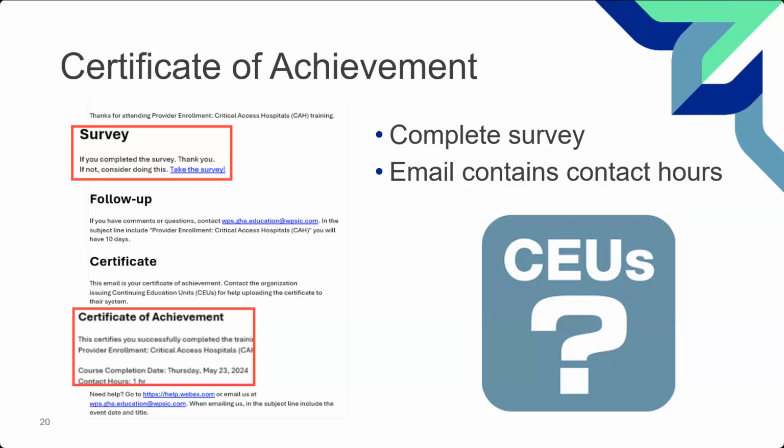It also contains the contact hours via a statement that is a certificate of achievement. So if you need those contact hours to submit for continuing education units, you know that that's included in that email also. It has your name, the title of the course that you attended, on what day, and then the number of hours to turn that into whichever accrediting body you are seeking those CEUs from. So we wanted to make sure that you are aware of and look for that.